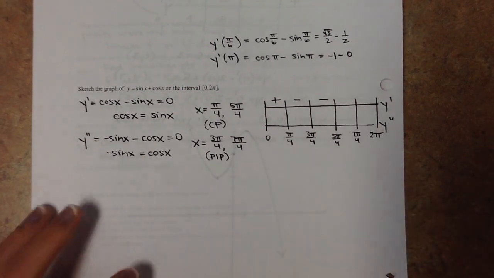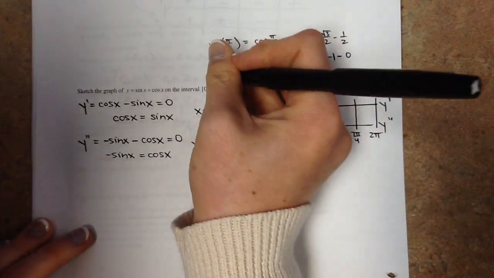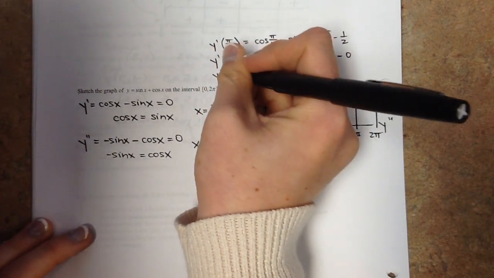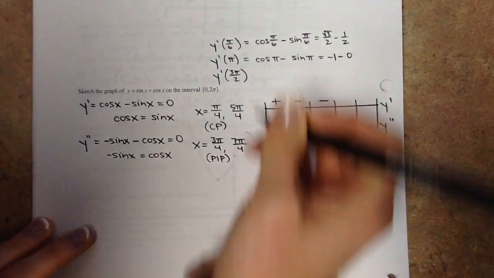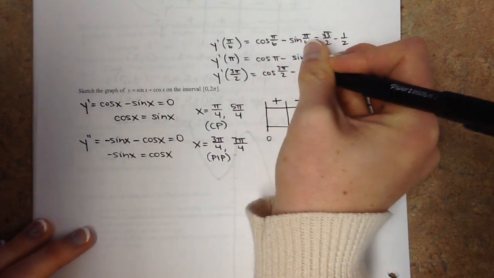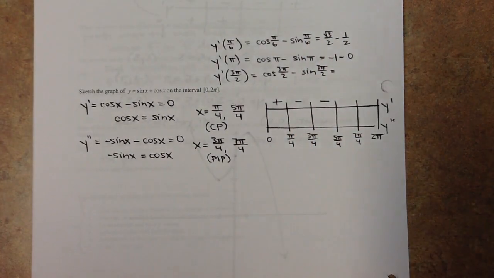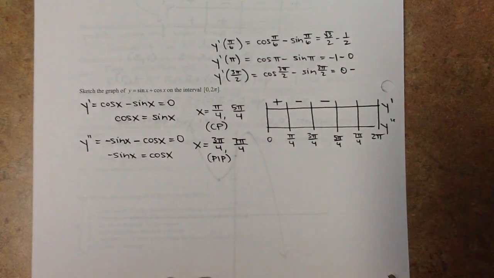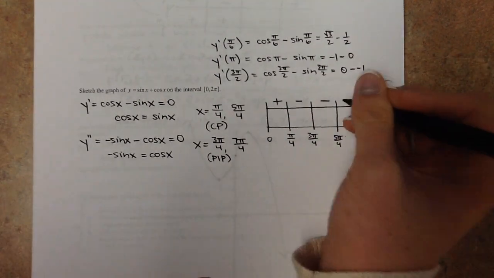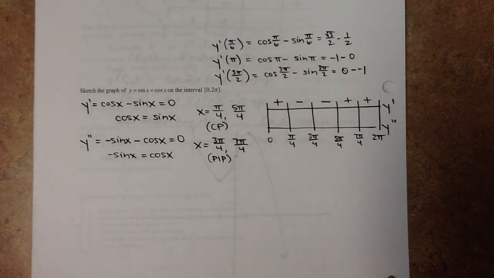And then something beyond there. So anything up until 2 pi. So we could do like 3 pi over 2 would be a nice easy one. Okay, so the cosine of 3 pi over 2 minus the sine of 3 pi over 2. So cosine of 3 pi over 2 is 0, minus the sine of 3 pi over 2 is negative 1. So that comes out positive. So we've got some extrema there, some sign changes on the first derivative.